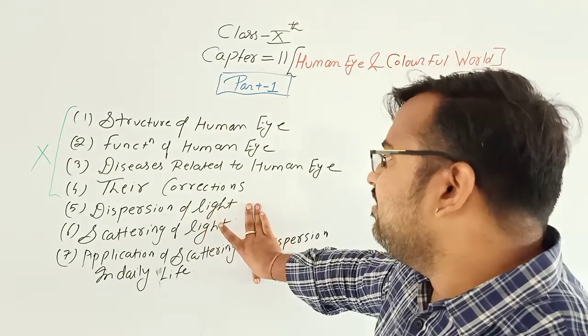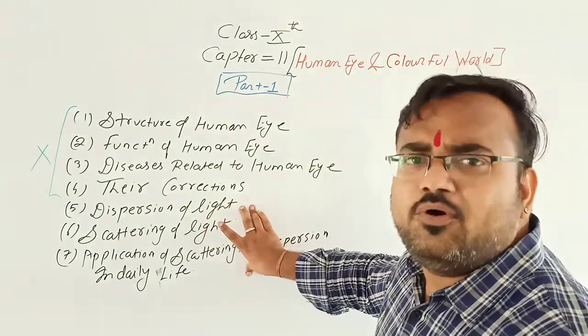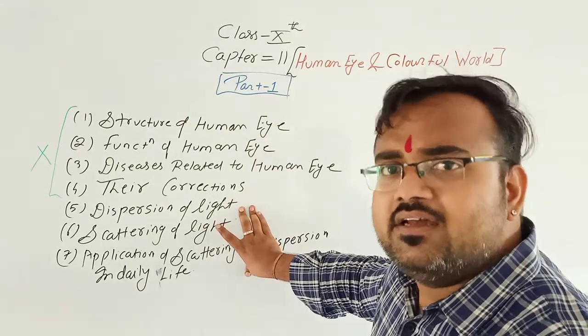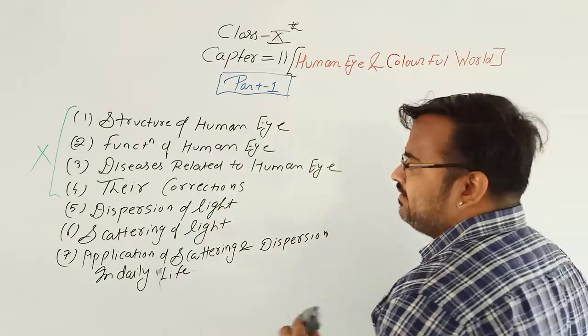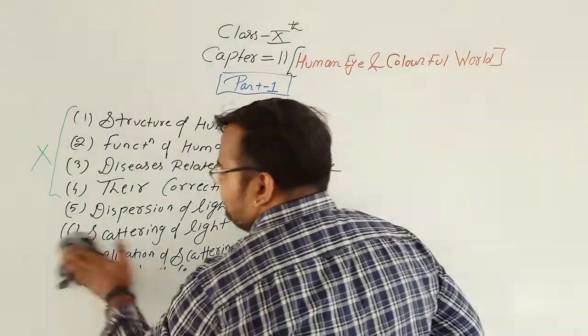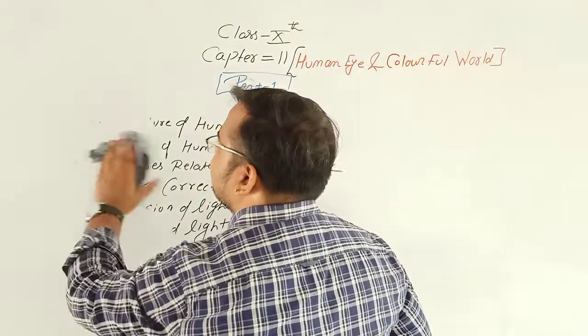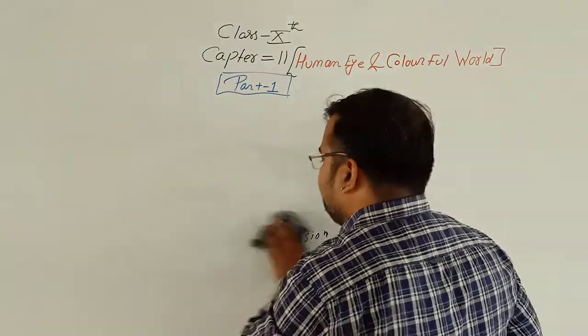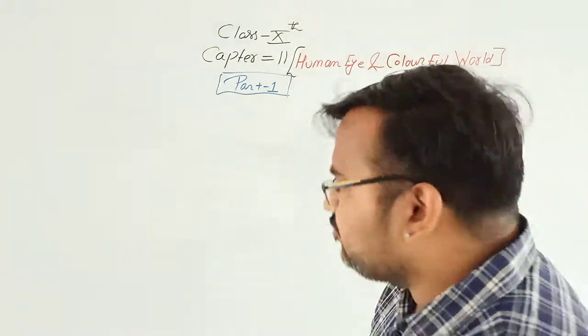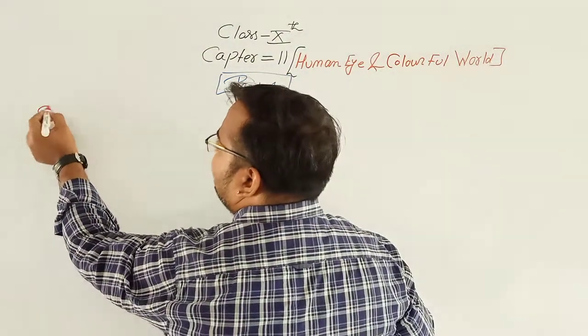So we'll start with this topic. These topics are very small. This will take hardly 1 or 2 lectures. Clear? Now we are starting with the dispersion of light. Now the first topic for today is dispersion of light.